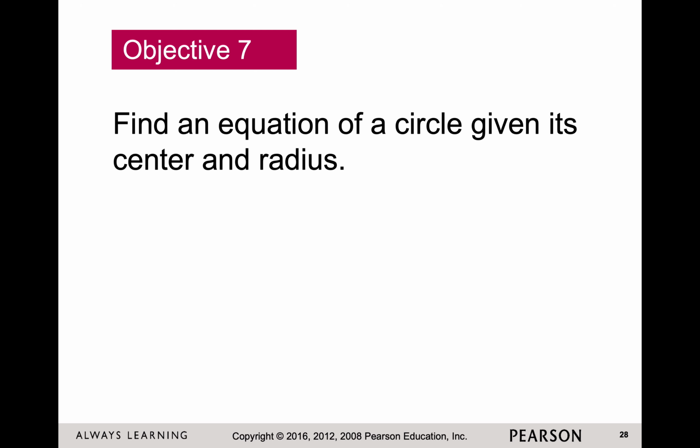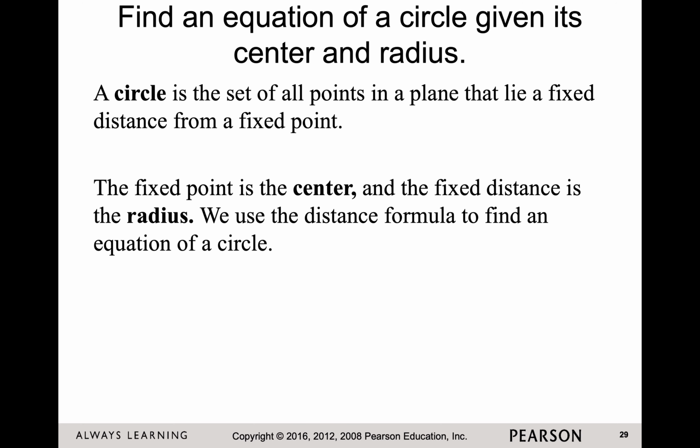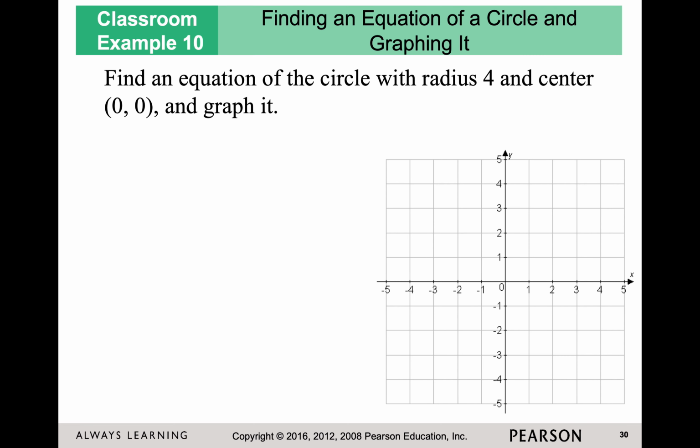And the last thing is the equation of a circle. This is really another place where we deal with square roots. To find the equation of a circle, we have something called a center. And the center is a fixed point, and the circle is an equal distance from the center all the way around, 360 degrees. The radius of a circle is the distance from the center to the outside of the circle. We're going to use the distance formula to be able to find the radius.